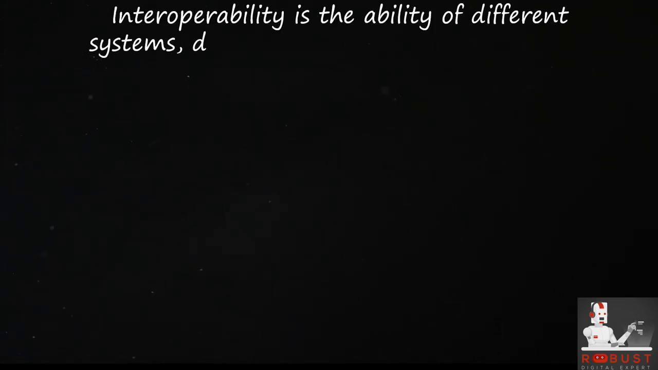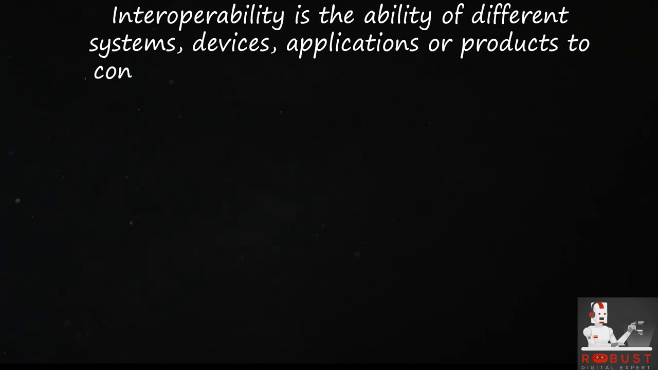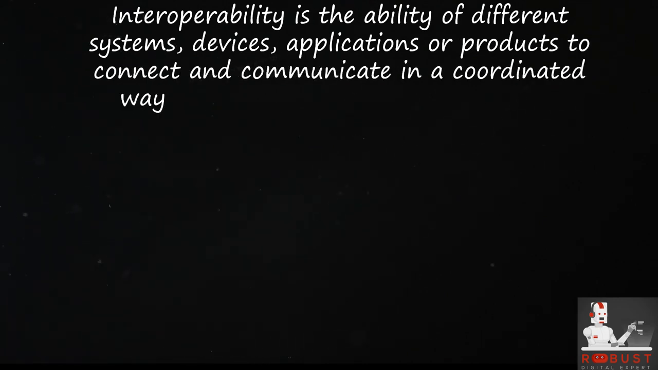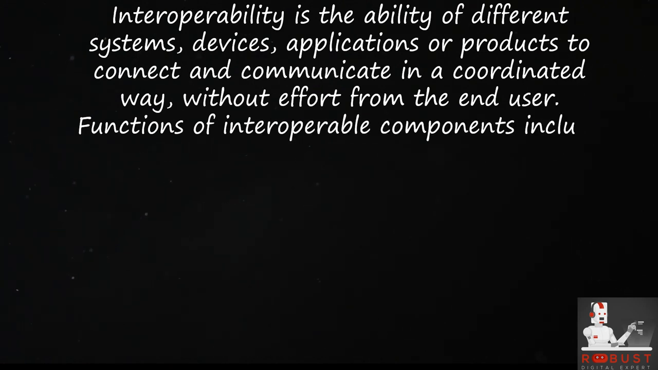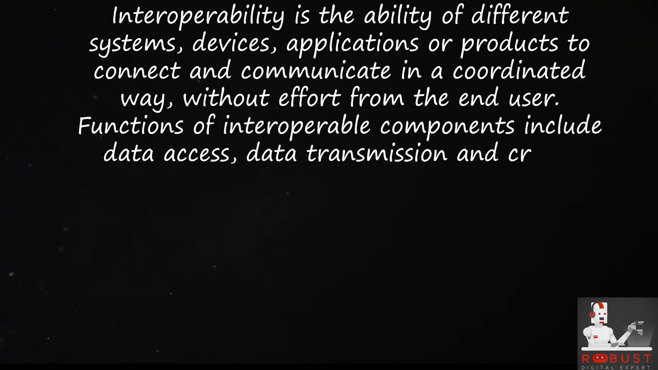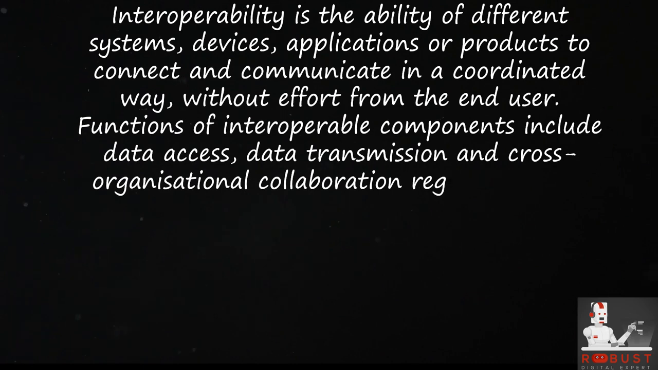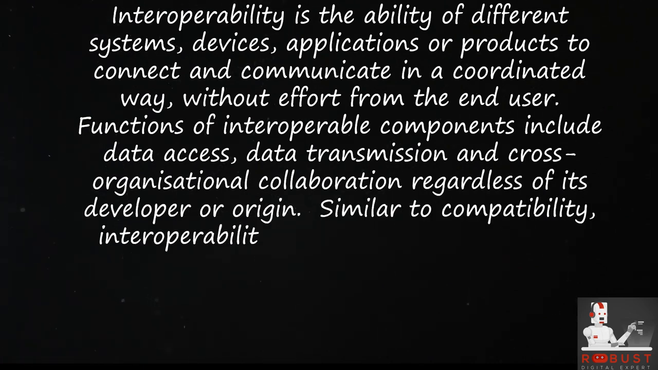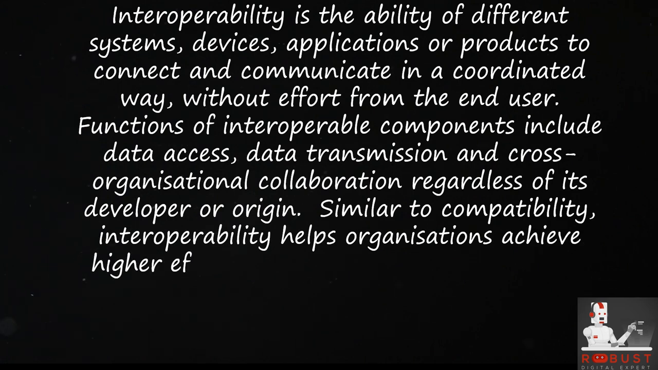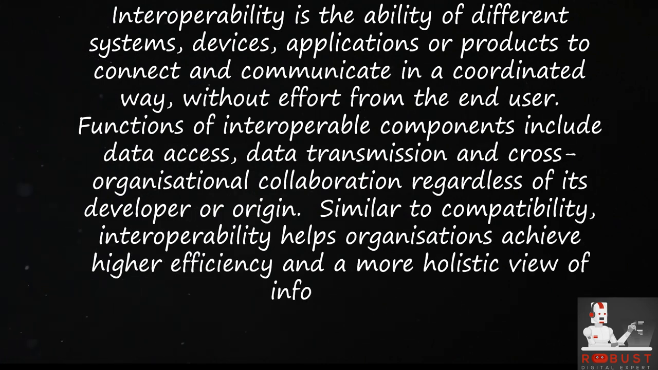Interoperability is the ability of different systems, devices, applications, or products to connect and communicate in a coordinated way, without effort from the end user. Functions of interoperable components include data access, data transmission, and cross-organizational collaboration regardless of its developer or origin. Similar to compatibility, interoperability helps organizations achieve higher efficiency and a more holistic view of information.